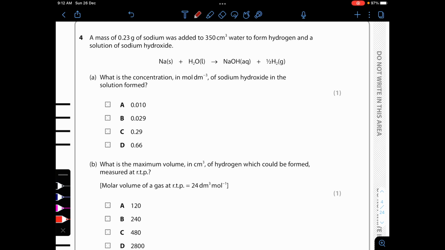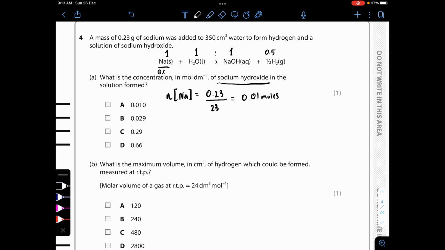So let's look at the molar ratio here. You can see over here that this is a 1, this is 1, and that corresponds to 0.5. Okay, so now we can see it's a 1-to-1 ratio. We need to first find out the moles of sodium that's being used. So the moles of Na will be mass over molar mass. So mass is 0.23 grams over molar mass is 23. So this gives us 0.01 moles of sodium.